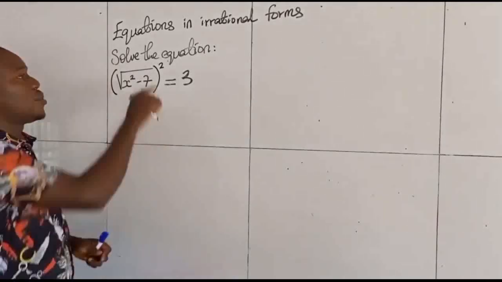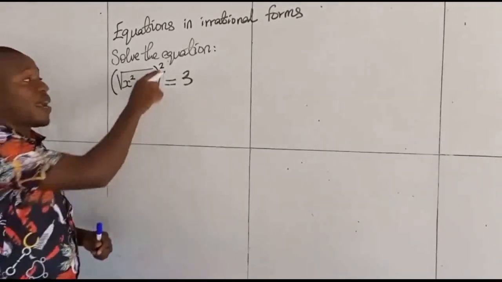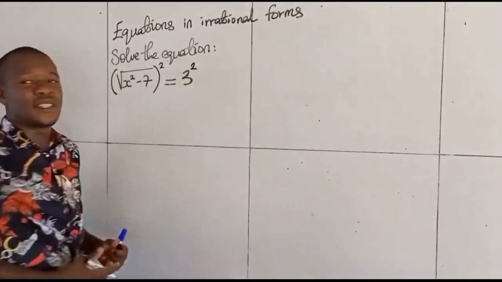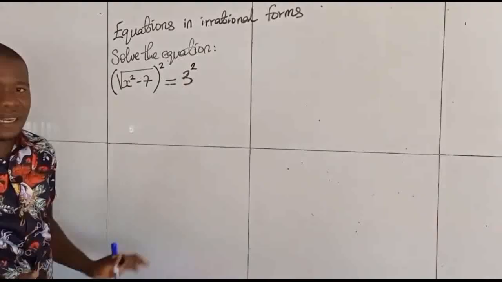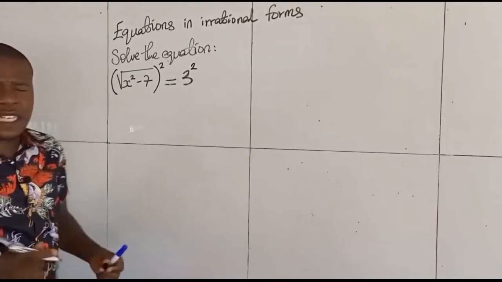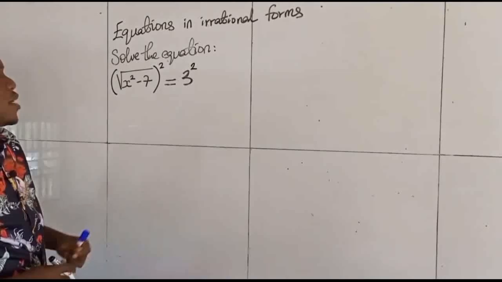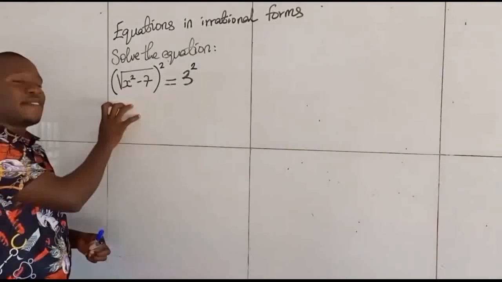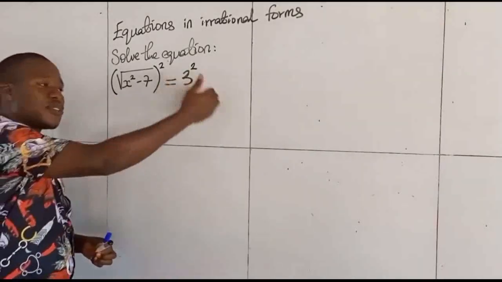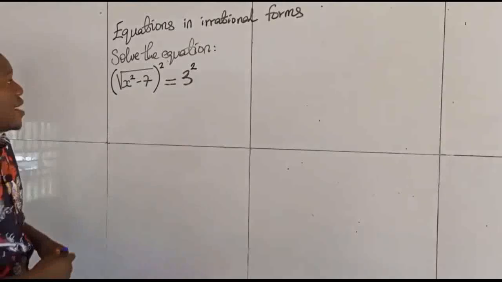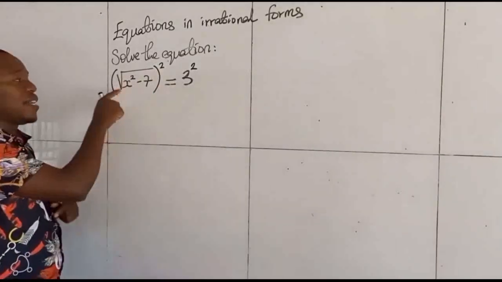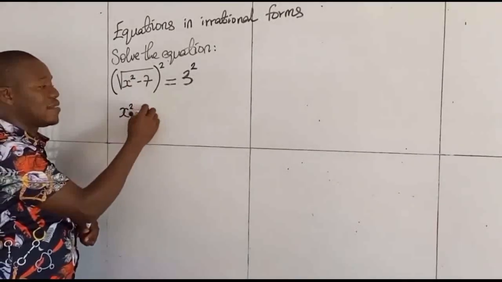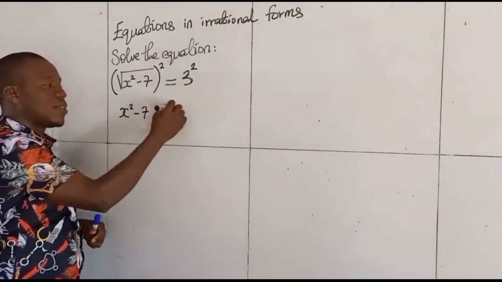So the moment I introduce something that was not there originally, square, to the left-hand side, I must also introduce it to the right-hand side so that the equation remains balanced. That is very good to note. So we call that squaring both sides of the equation. Where we needed to square originally was the left-hand side, but to maintain balance, we must also square the right-hand side. So at this point now, this square eliminates the square root, and we are left with x squared minus 7 equal to 3 squared, which is equal to 9.